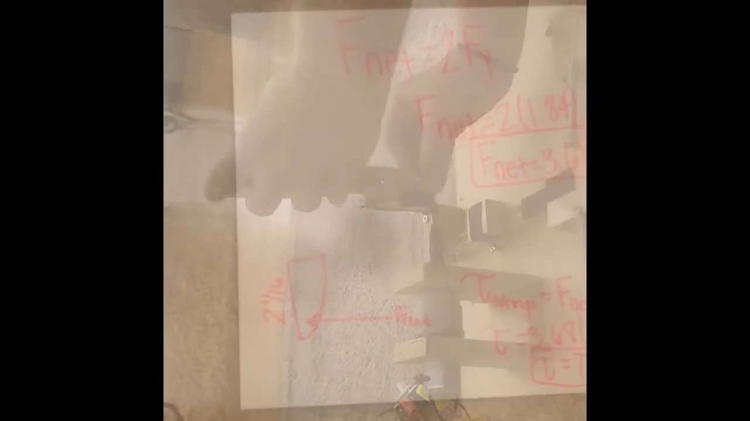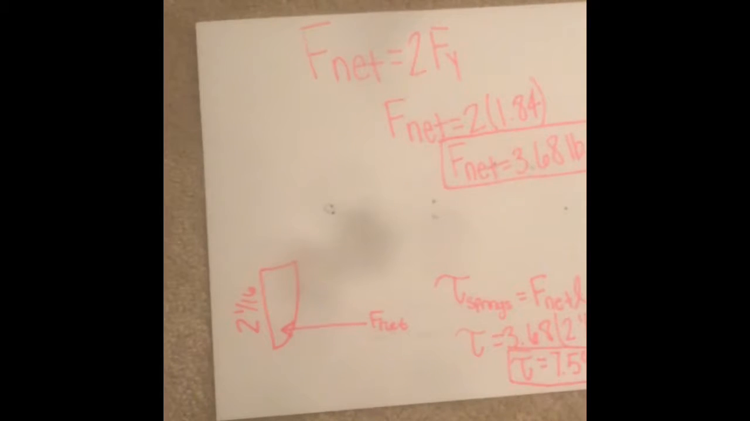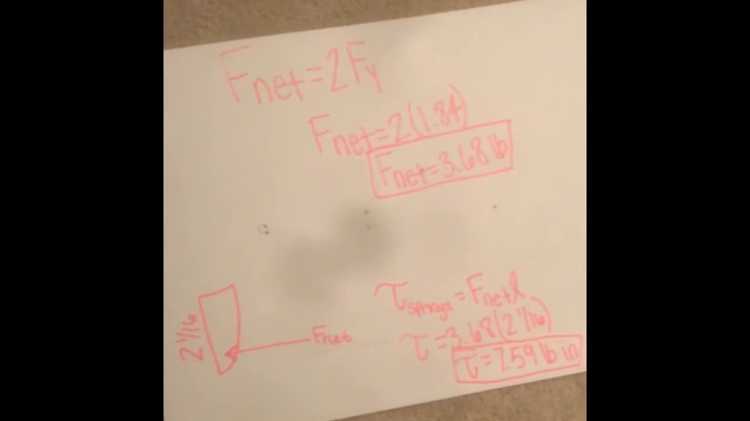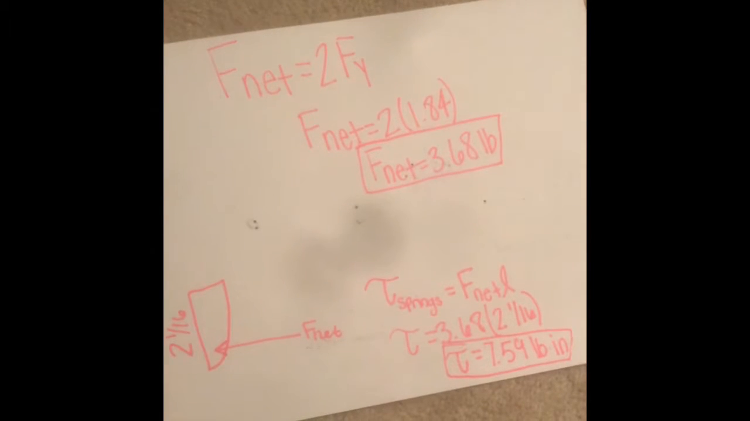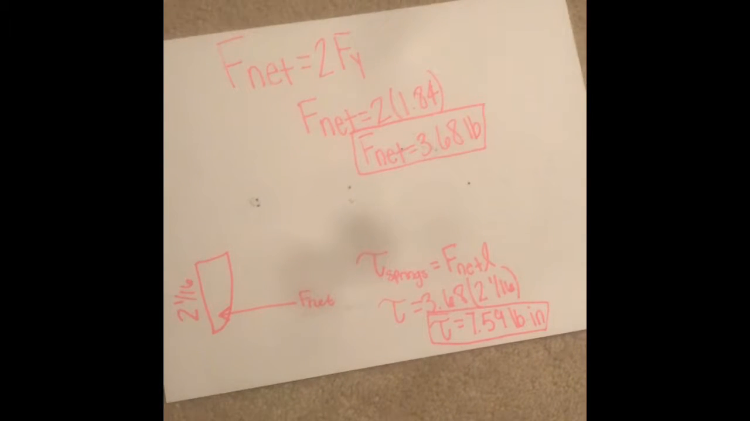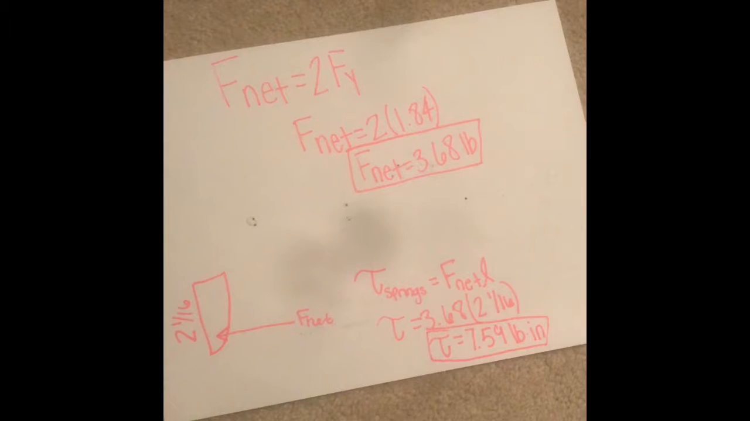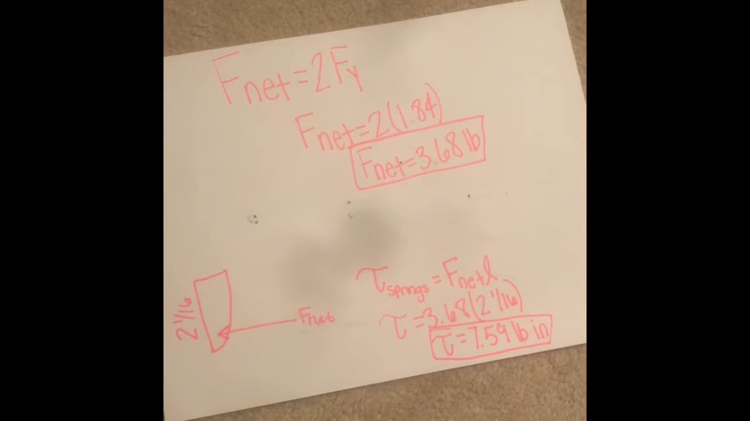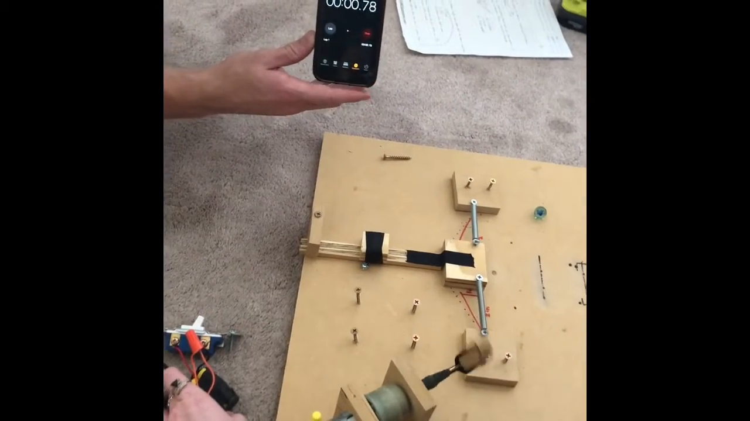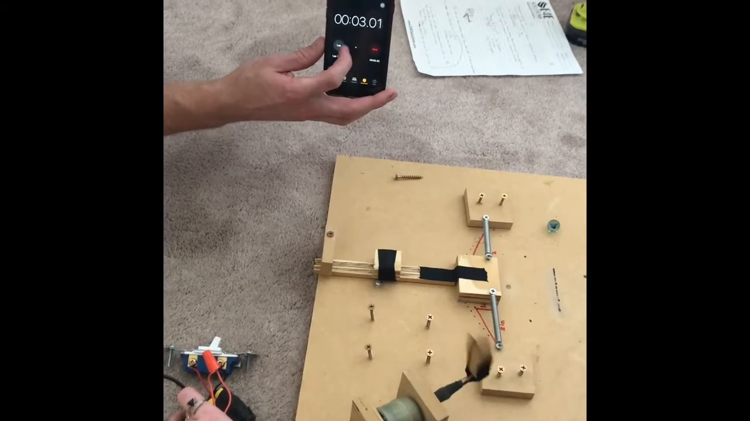Right here, we're measuring that piece of block because we were trying to find the torque, and before torque, we were trying to find the F net, which is 2Fy. So to finally find torque, we did F net, which was 3.68 times 2 1/16, which was the length of the block, to be 7.59 pound-inches.